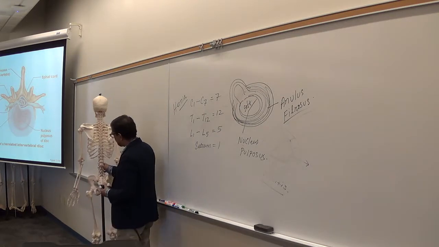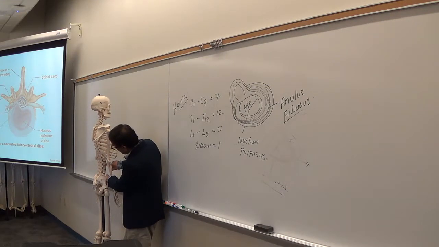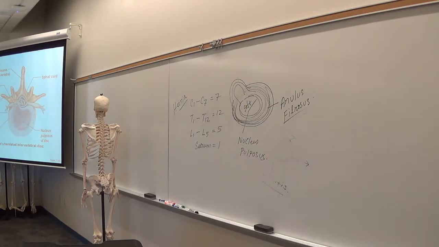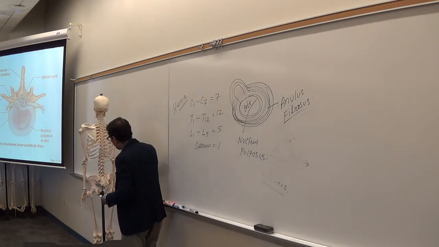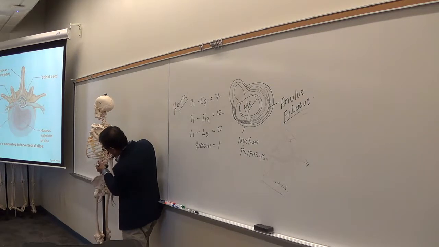What happens, you see, this is the disc. If a part of it is pushed outwards like this, what is the problem? The problem is your spinal nerves come out like this. You see the intervertebral foramen here. So this is the spinal nerve that comes out like this from the spinal cord.